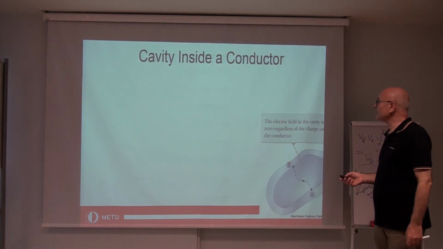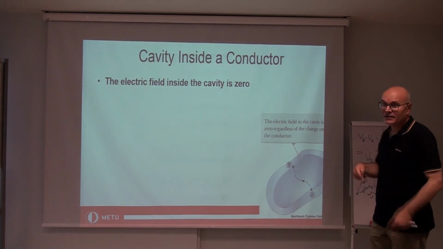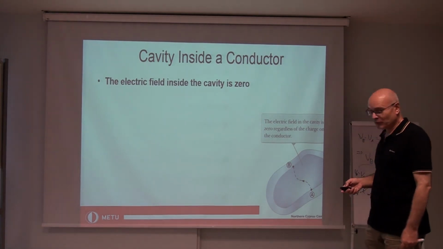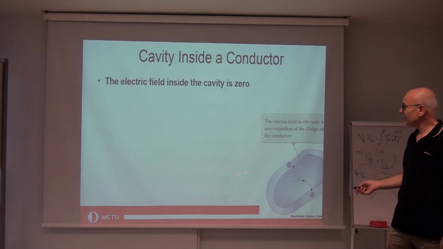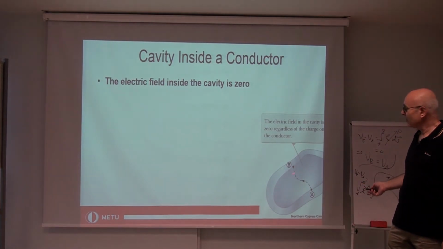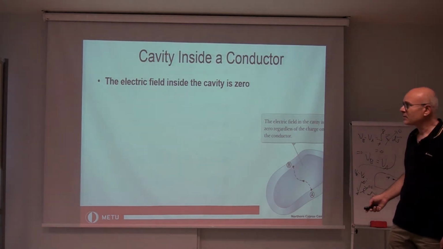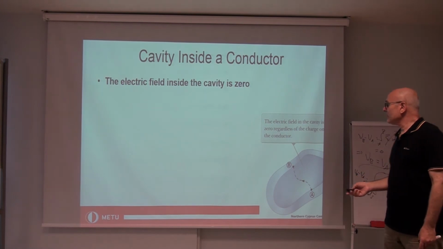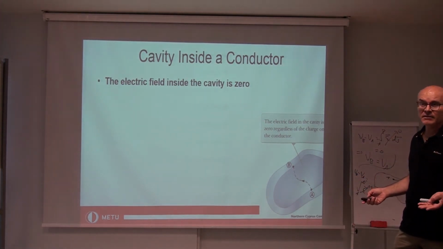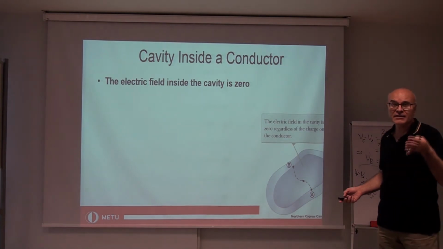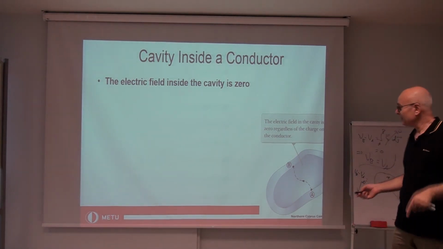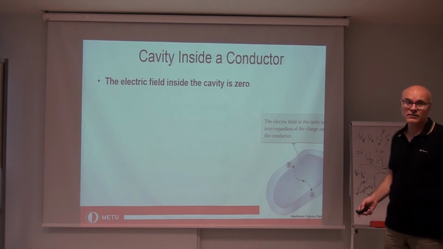Now, let's consider another situation, which is a bit different, where you have a cavity inside the conductor. So this is the material of the conductor, and here it's vacuum or air. We will show now that the electric field inside this cavity is equal to 0.